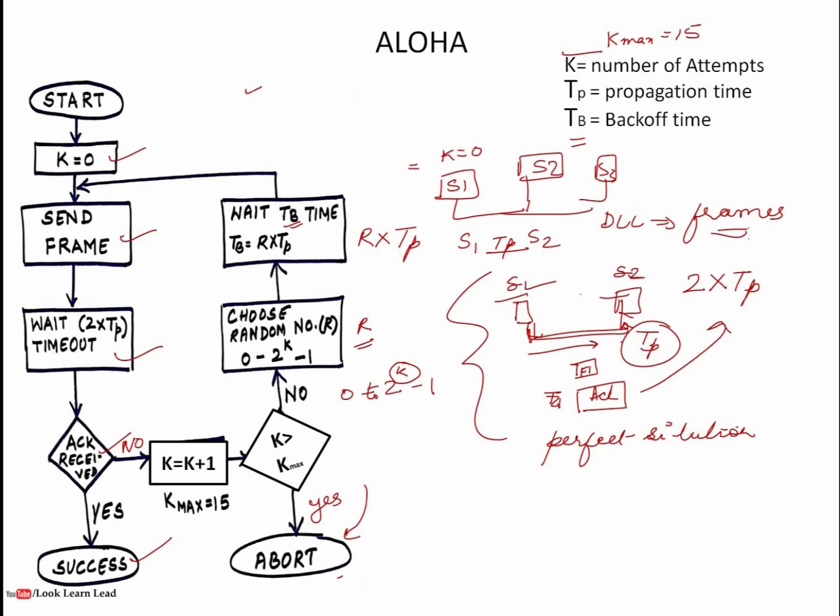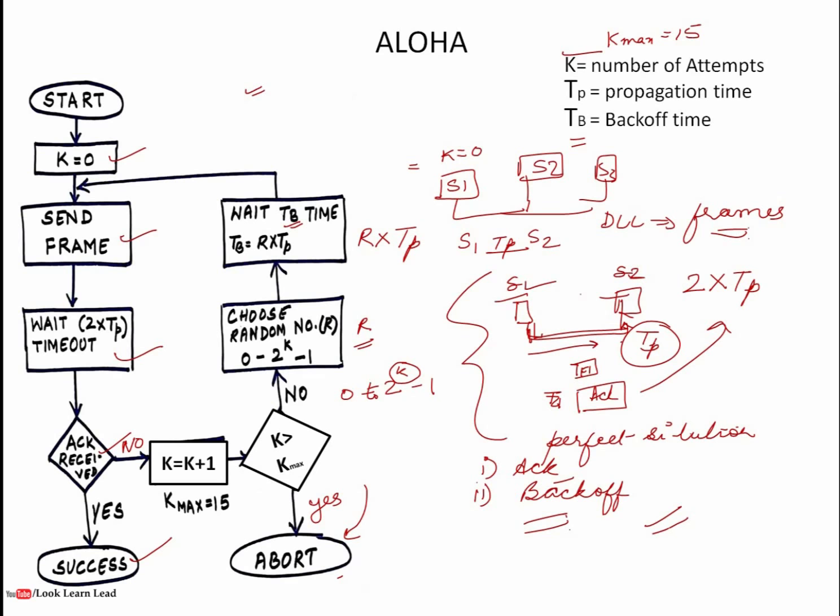This is what Aloha is. It would not ask the neighbors. It would just send the frame after waiting for timeout. If the acknowledgement is not received, it would wait for a back off time and send. So here we used acknowledgement and back off. If acknowledgement is received, the frame is successful. If acknowledgement is not received, then I would wait for a back off time and send the frame. This is what Aloha is all about.